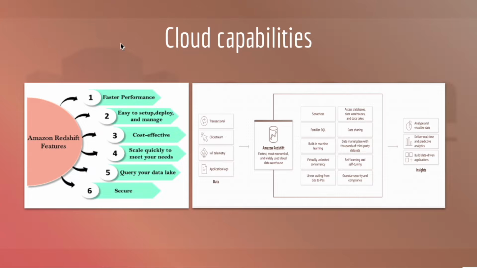Moving forward, we also have cloud capability. From this image, you can see the different cloud capabilities of Amazon Redshift. On the cloud, it's very fast. It offers very fast performance. It's easy to set up, to deploy, to manage. It's cost effective. Its scalability is great. It can perform so much.